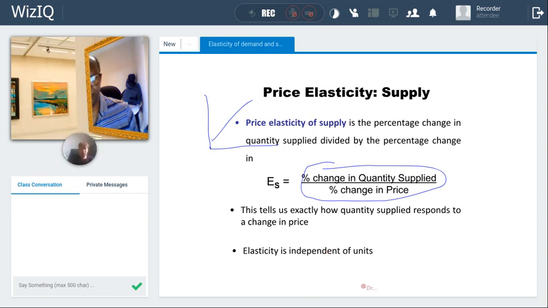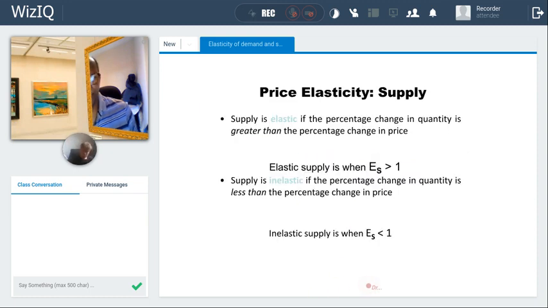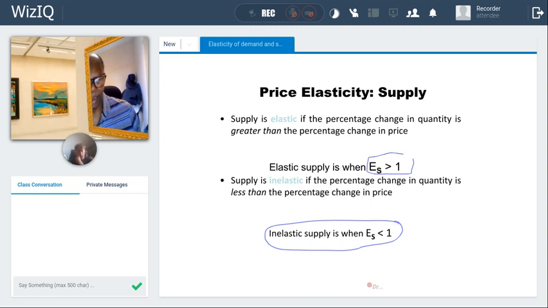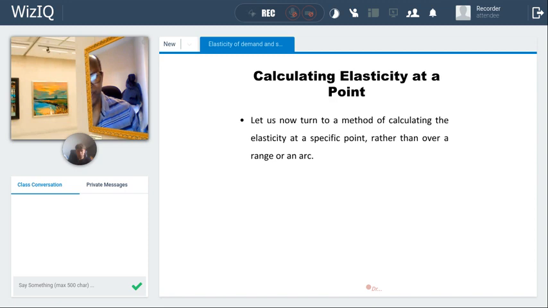So the supply is elastic if the percentage change in the quantity is greater than the percentage change in the price. Therefore, the elasticity of supply is going to be greater than 1, which is this one here. The supply is going to be inelastic if the percentage change in the quantity is less than the percentage change in the price. Therefore, it's going to be less than 1. You follow? It's the same thing, only that it is doing the opposite.